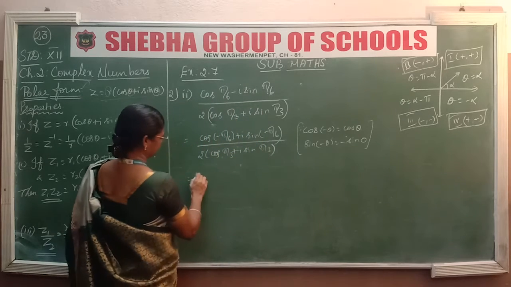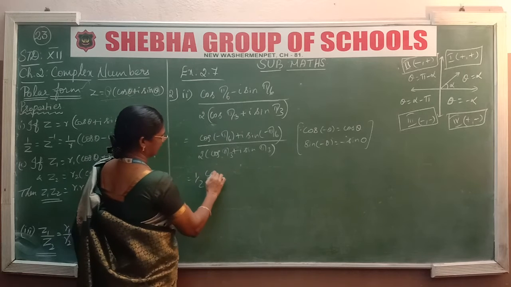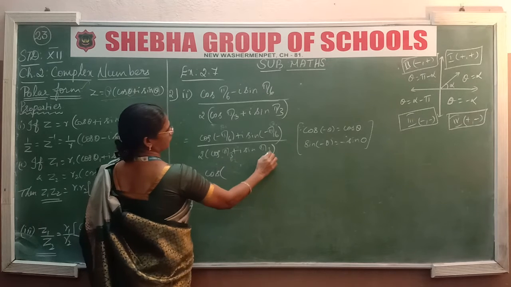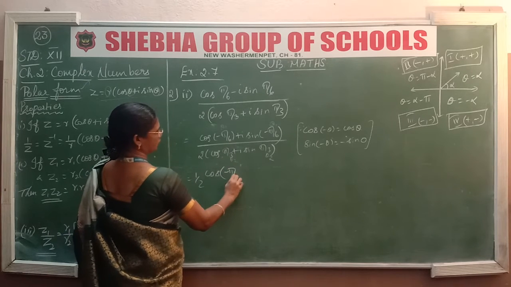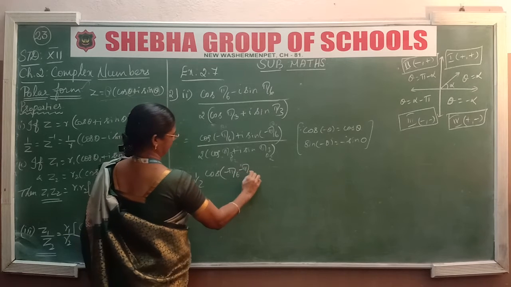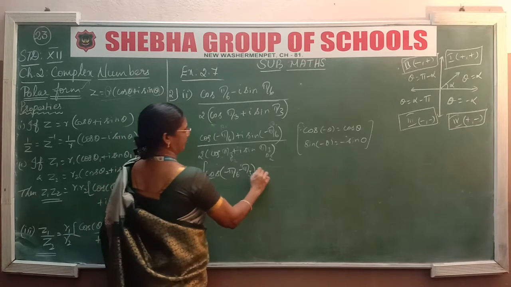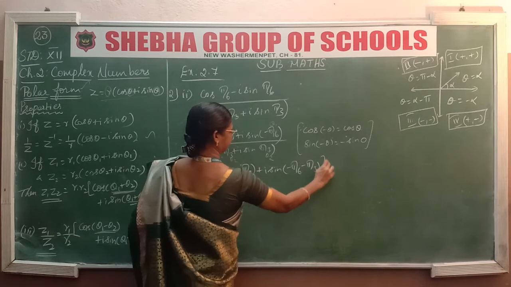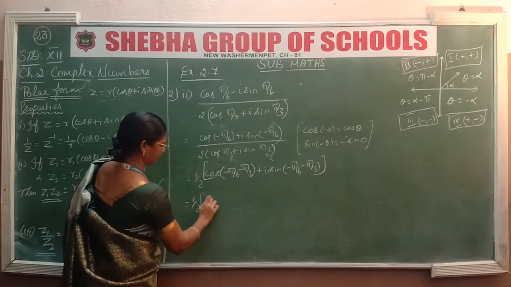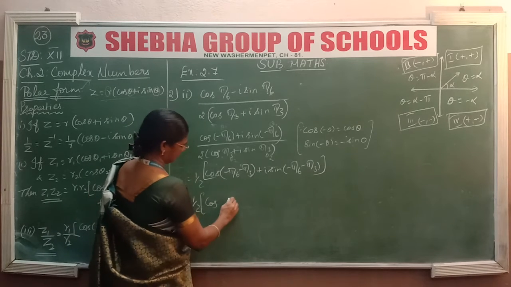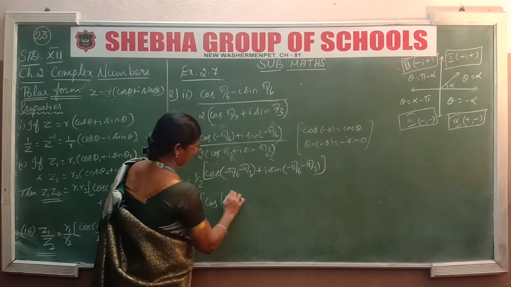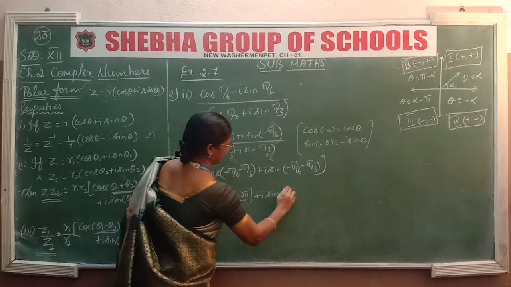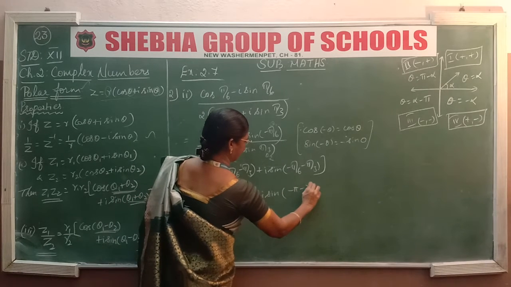Using this, we get, taking 1 by 2 common outside, cos of theta 1 minus theta 2, where this is our theta 1 and this is our theta 2. So minus pi by 6 minus pi by 3 plus i sin of minus pi by 6 minus pi by 3. Half into cos of, taking 6 as LCM, minus pi minus 2 pi by 6, plus i sin of minus pi minus 2 pi by 6.